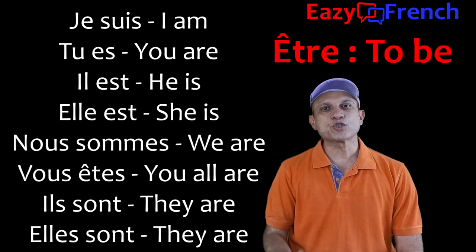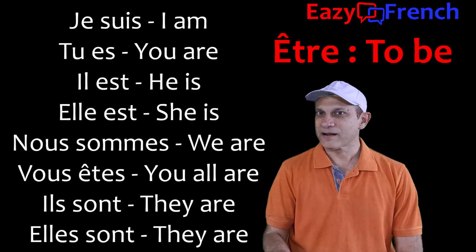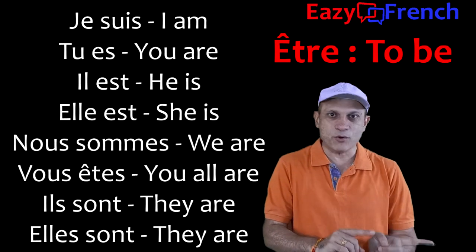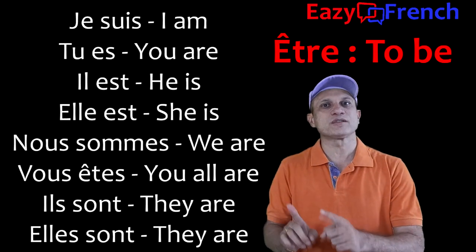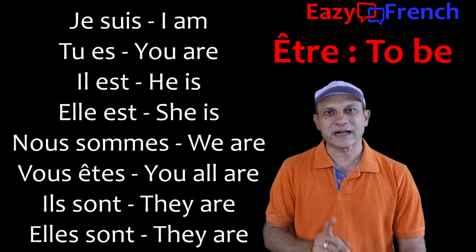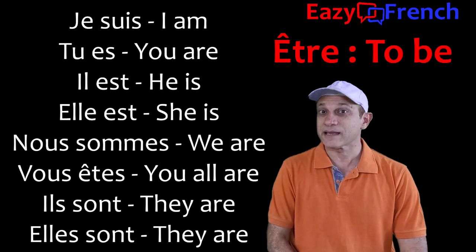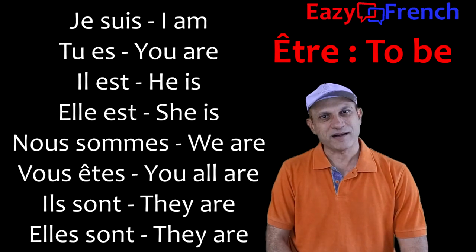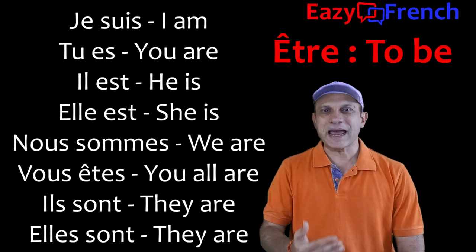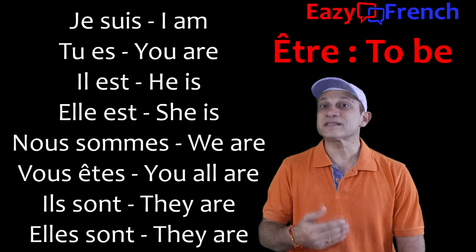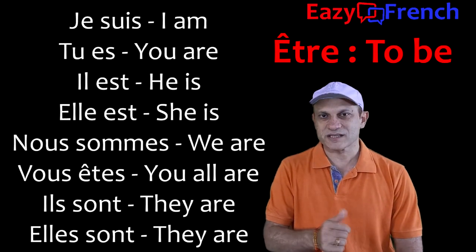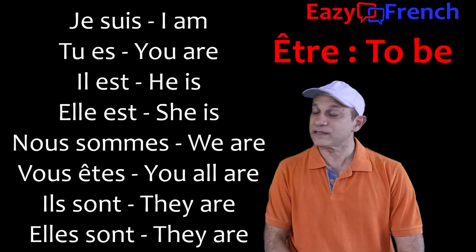Ils sont, they are. Now this is a group of, as I already mentioned, might be a group of only boys or a group of boys and girls both. That's a mixed group. So in that case, we have to use ils, I-L-S. Ils sont, they are. And the last one, elles sont. That means they are, especially a group of only feminine. So this is the conjugation of the verb être in the present tense.